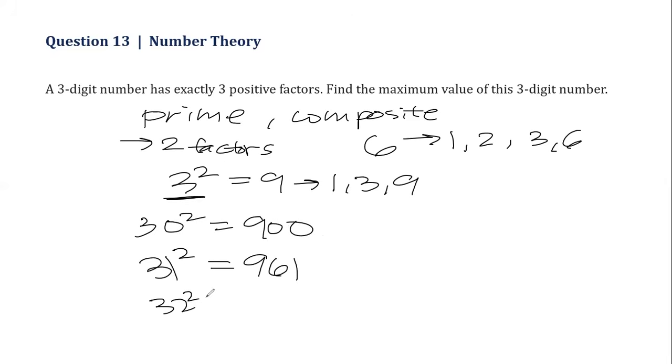And 32 squared is 1024. So this means that the largest 3-digit square is 961. Since 31 is a prime number, we're sure that 961 has only 3 factors, namely 1, 31, and 961. So with this, the maximum value is 961. Are there any questions?